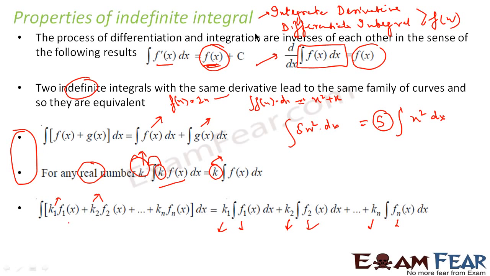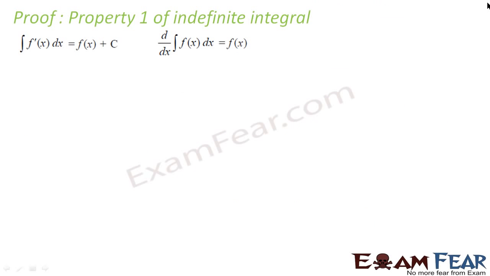So what is this? The first is you integrate a derivative or you differentiate an integral, both are the same, you get f(x). Then you have two indefinite integrals and they are all different curves, but they are all the same family of curves and they are equivalent. And you have f(x) plus g(x), you integrate, or you first integrate f(x) and then integrate g(x), you sum, it's all the same. If you have a constant real number k, you have k f(x) dx, you can take the k outside. So let's prove this first property.